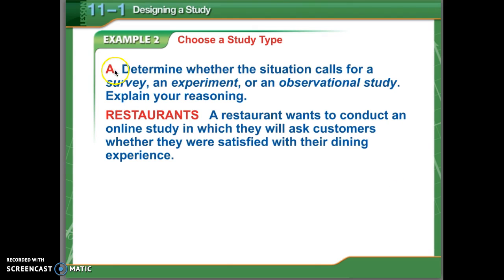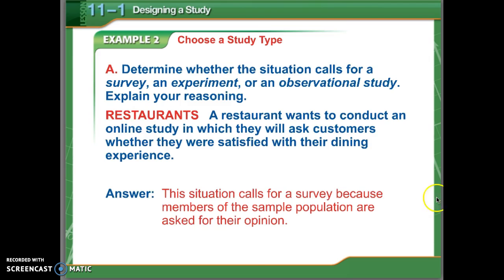This should probably say part B. But the second scenario is restaurants. It says a restaurant wants to conduct an online study in which they will ask customers whether they were satisfied with their dining experience. The key here is they're asking customers something. They're not doing anything to them. That makes this a survey because they're asking people their opinion about something.